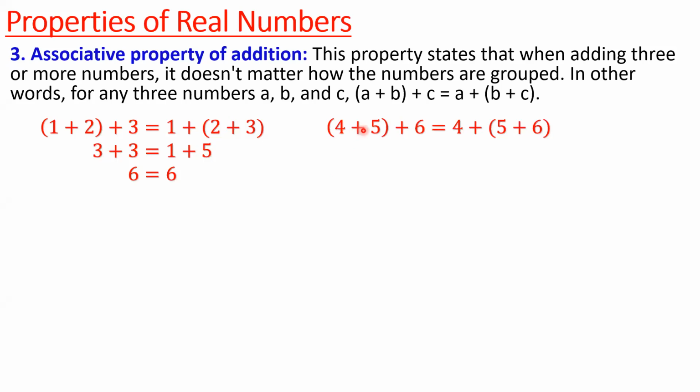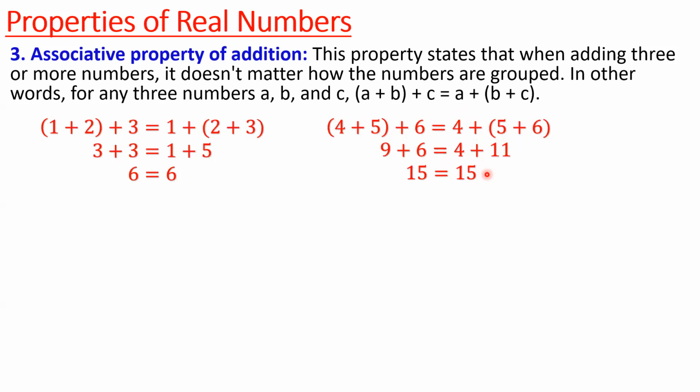What is 4 plus 5? 4 plus 5 is 9. Good. And then what is 9 plus 6? 15. 15. So we did it by grouping the 4 and the 5 first. Now let's group the 5 and the 6. What is 5 plus 6? 11. 11, and add 4. 15. 15. So you can see that whether we group the 4 and the 5 first or the 5 and the 6 first, it doesn't matter. We still get 15. You understand?